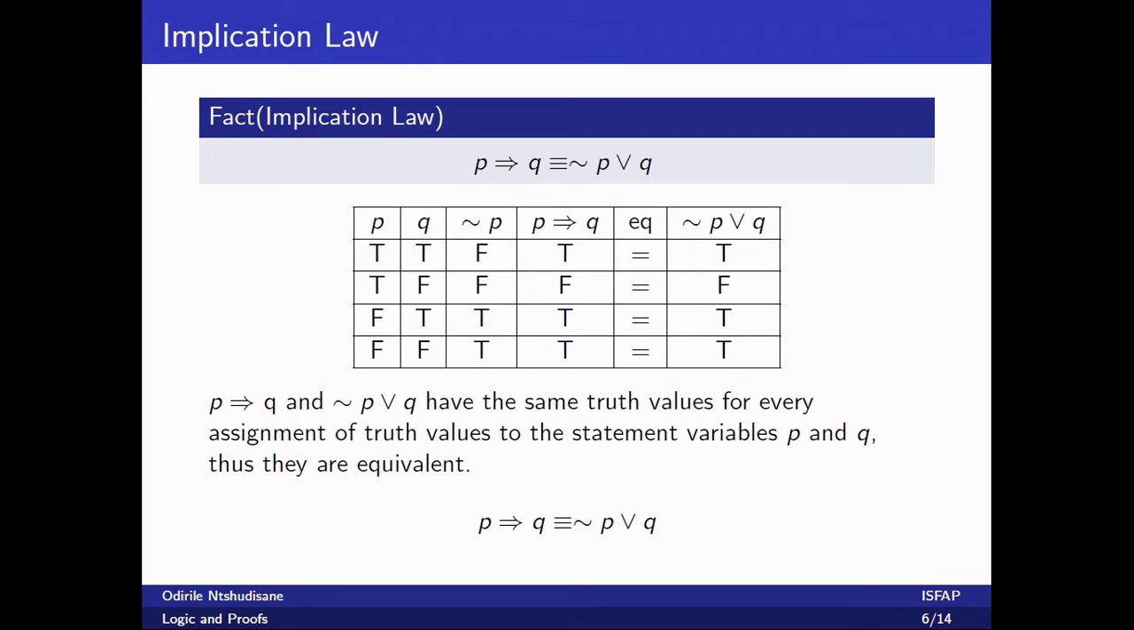The implication logical connective also gives rise to some useful logical equivalences, such as the implication law. That is, that P implies Q is logically equivalent to not P or Q. Below is a truth table proving the above logical equivalence. As we can see, for any assignment of truth values to P and Q, P implies Q and not P or Q have the same truth value, and thus they are logically equivalent.